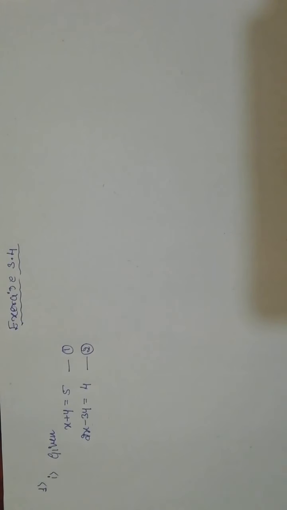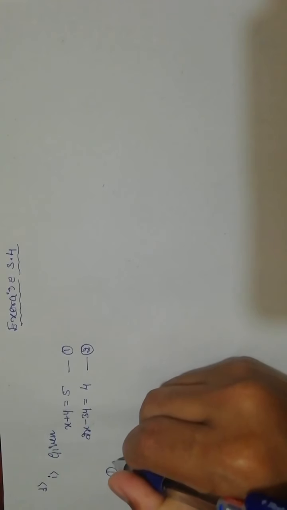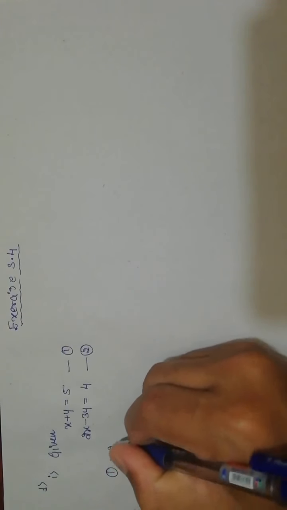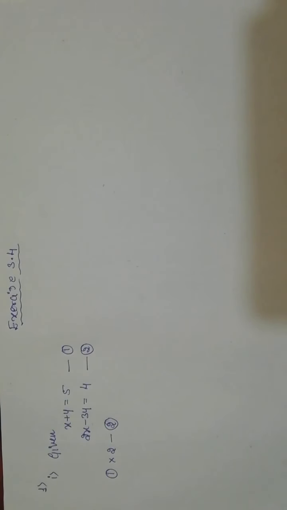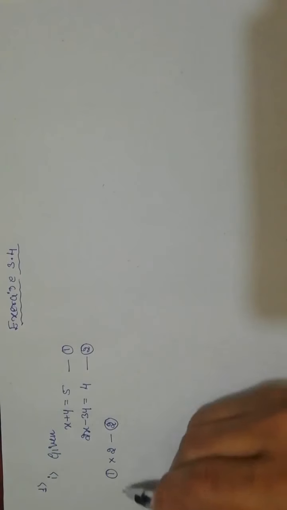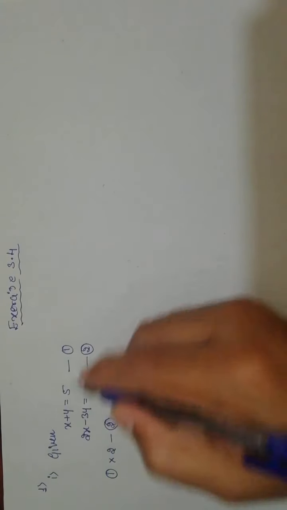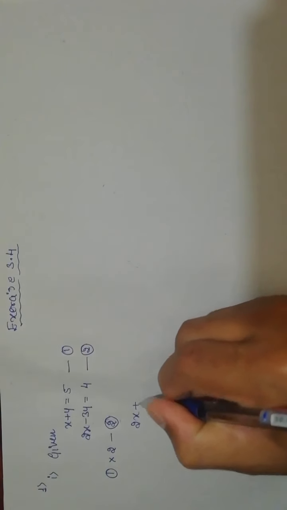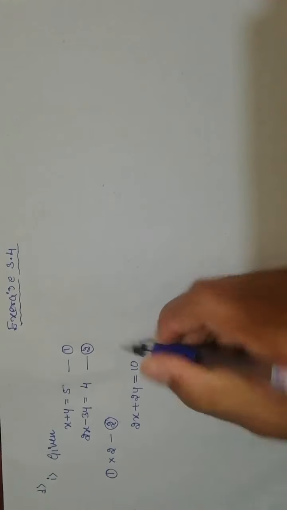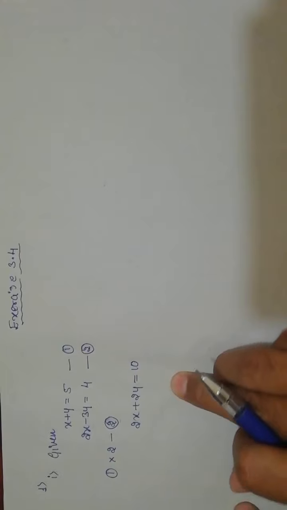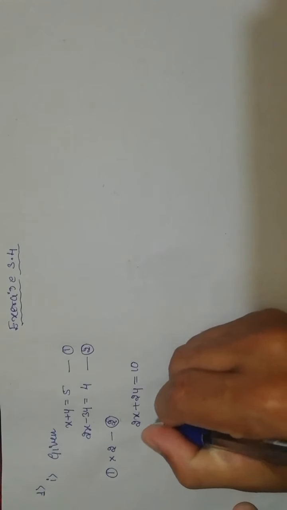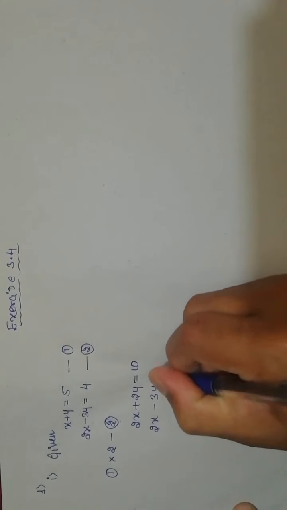So first I am going to do like this. Equation number 1 into 2 minus equation number 2. I'm not going to multiply equation number 2 by any number, it's not necessary. If you multiply equation number 1, it will be enough. So on multiplication, with respect to this operation, this system will become like this. 2x plus 2y is equal to 10, since 2 into 5 becomes 10. Equation 2 as it is: 2x minus 3y is equal to 4.